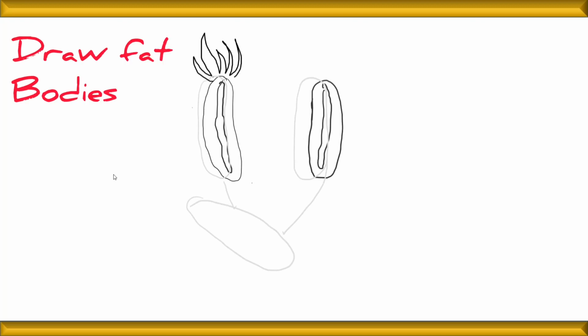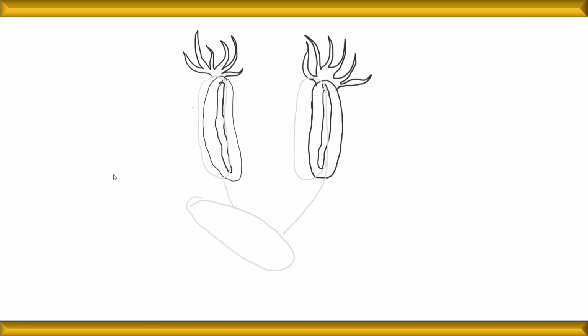After that, develop on the fat bodies which are to be drawn like flame structures. So here it has around 5 to 6 lobes, so draw them as flame-like structures on the top of the kidney, both right and left.